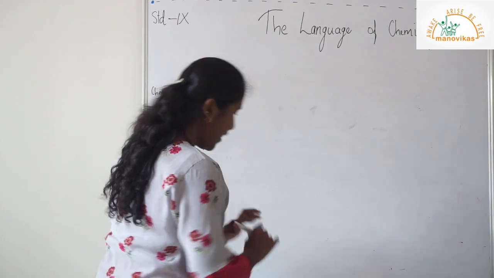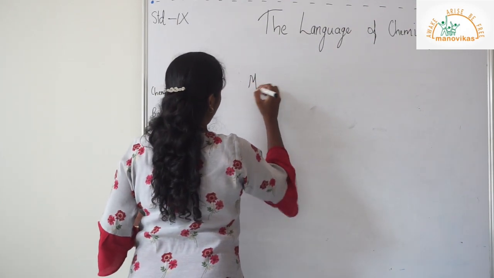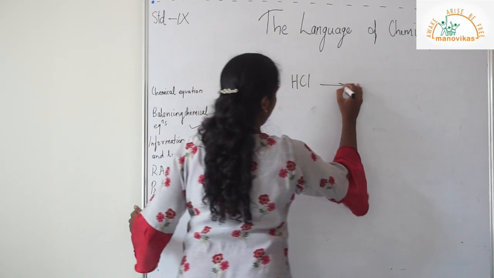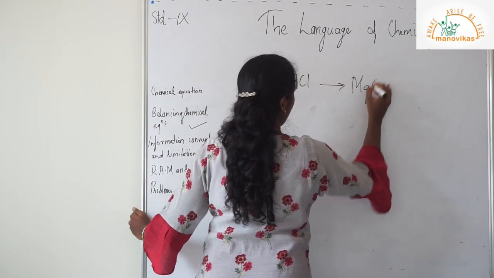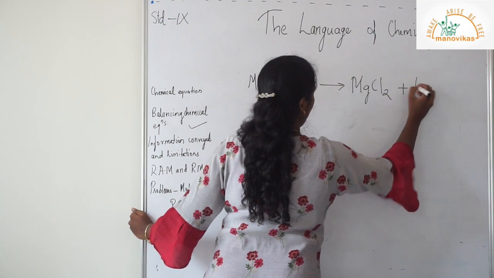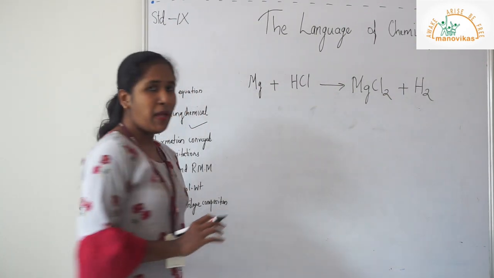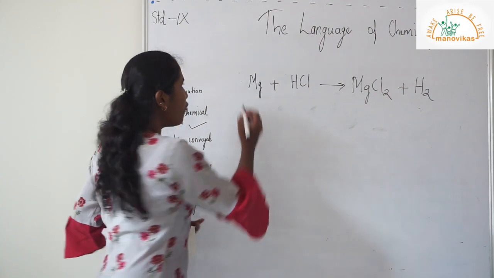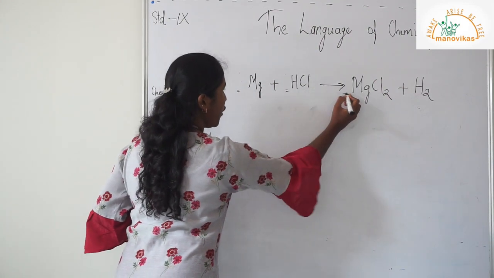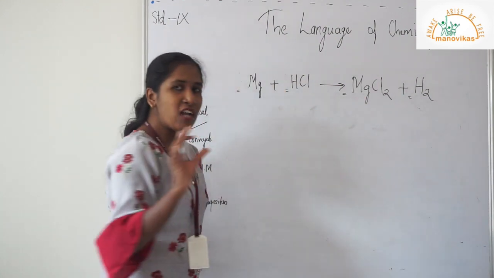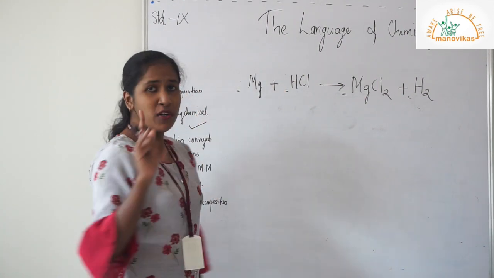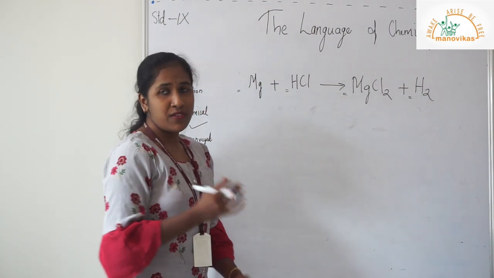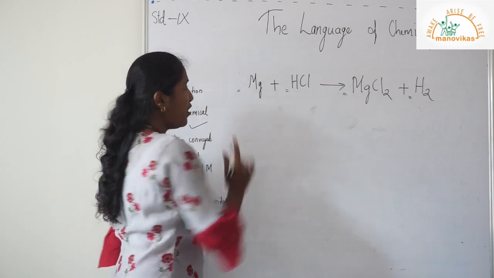So let's take the same example. You have Mg plus HCl gives MgCl2 plus H2. Remember, in this equation, you have to only change the value of coefficient. So whatever value you are going to put over here, only that value you are going to change. And you are not going to change any of the subscript of the compound or of the element. Okay? So now here, let's see.